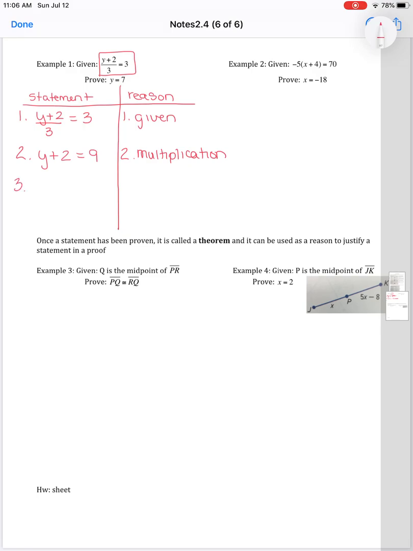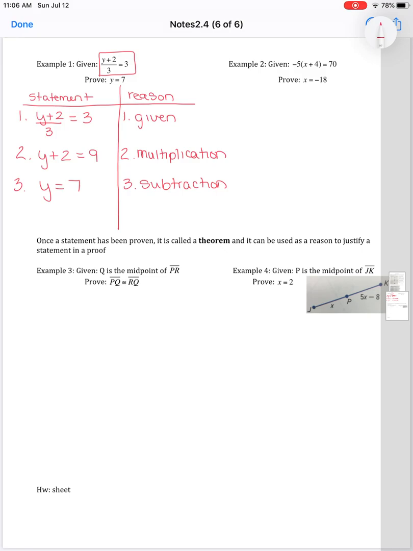You're identifying what the operation is. You don't have to say what you're multiplying by. You can just tell me what the property is. And then for line 3, I've got to get y by itself. It says y plus 2, so I'm going to subtract 2. So when I subtract 2, I get y equals 7. And what did I do? Well, subtraction.